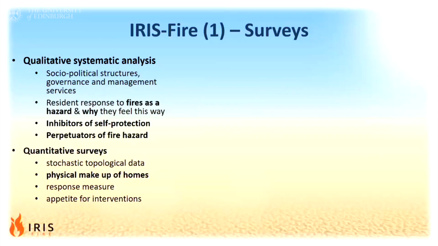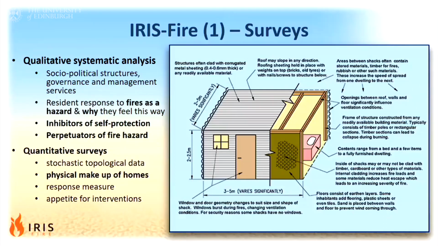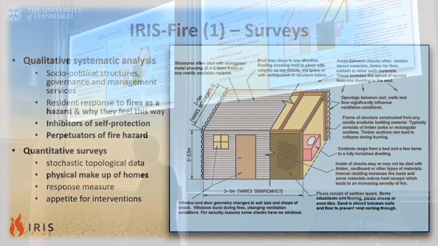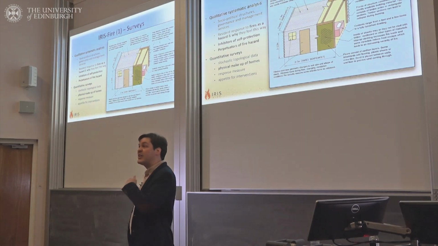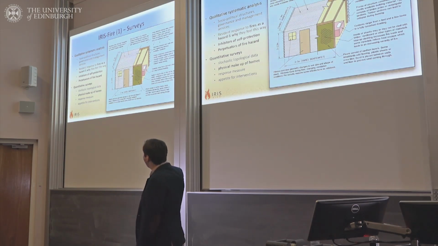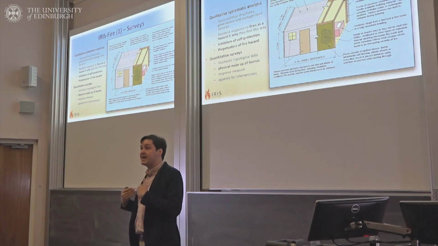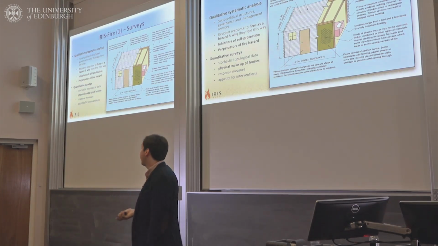We're also doing quantitative surveys where we're looking at stochastic topological data. We're trying to understand what this is in a general sense. We're not looking at individual homes. We want to understand in a very statistical, probabilistic way what these homes actually look like. So we've got the widths, the lengths, the heights. These vary greatly. How they're made varies greatly. How many windows, doors, what type of insulation they have, what's actually in the homes, how many mattresses, how many sofas, whether there's a fridge or a freezer, all play a really important role in understanding what their homes are, but also the fire risks.